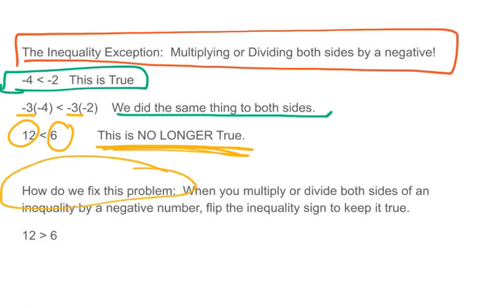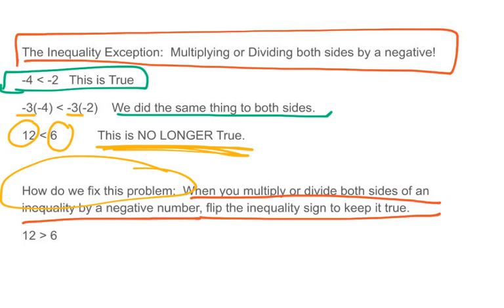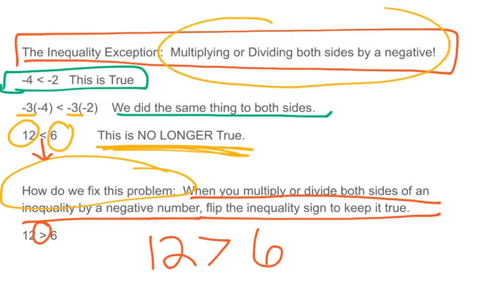How do we fix this problem? When you multiply or divide both sides of an inequality by a negative, flip the inequality sign to keep it true. So if we flip the less than and make it greater than, then it's now true. 12 is greater than 6. So an exception in inequalities to keep things balanced is we have to flip the inequality sign if we multiply or divide by a negative number. Otherwise, the inequality will no longer be true.